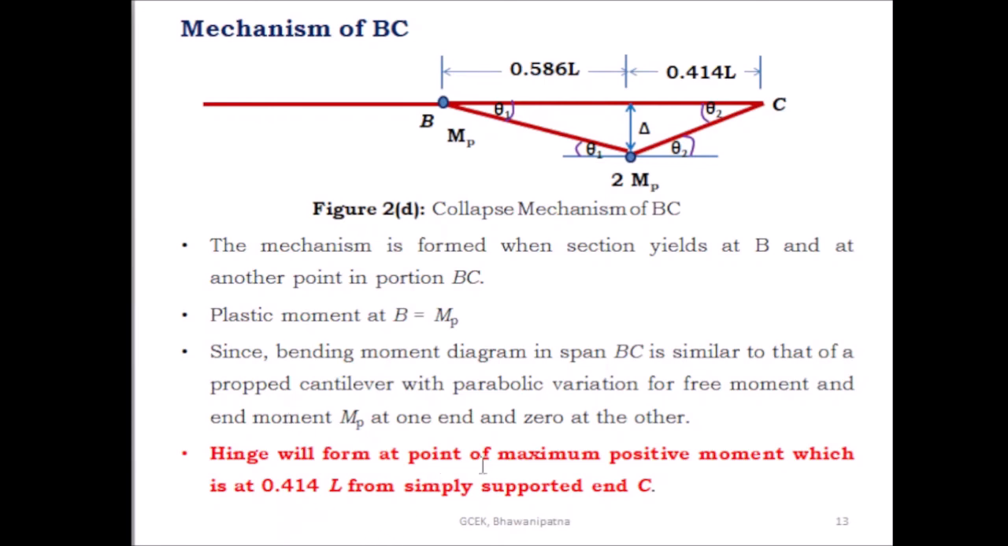Hinge will be formed at the point of maximum positive moment, which is at 0.414 L from the simply supported end C. So at a distance 0.414 L from C the hinge will be formed, and this is the maximum positive moment section.